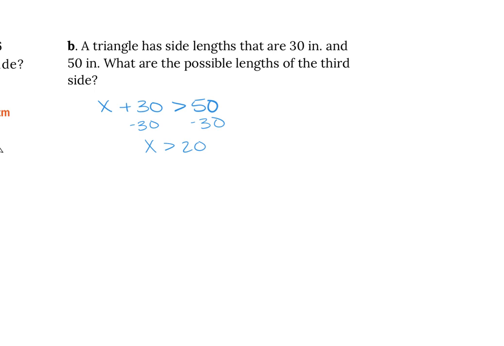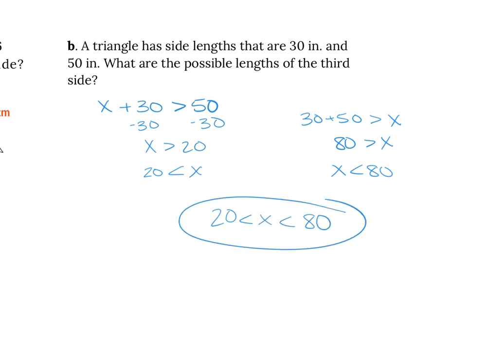Now we're going to assume that x is the larger side. So 30 plus 50 is greater than the side that we don't know, which would be the largest side. Flip these to make it easier to put all this together. So that means that x has to be between 20 and 80.